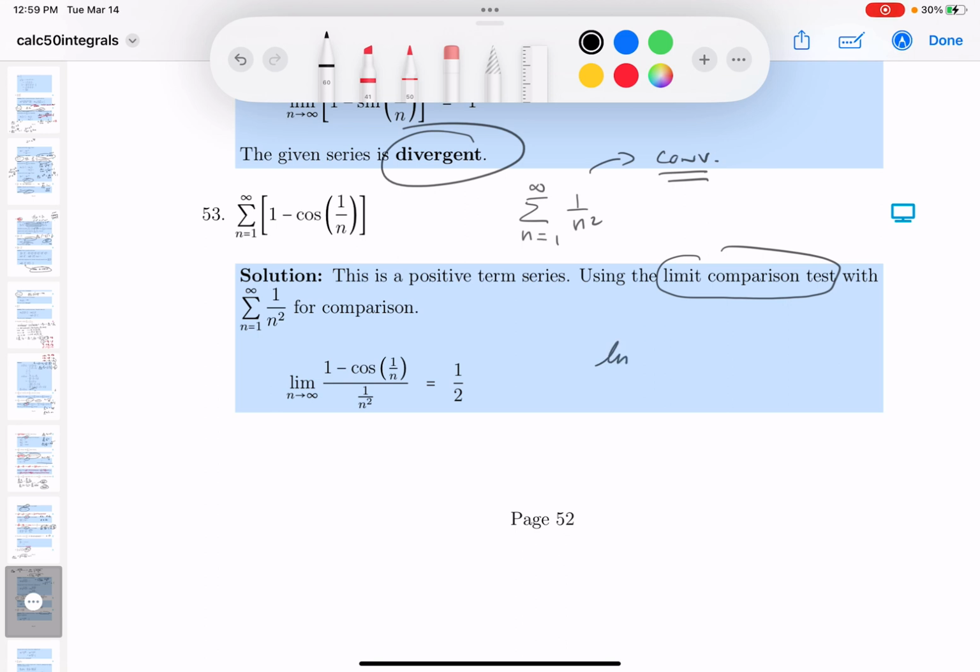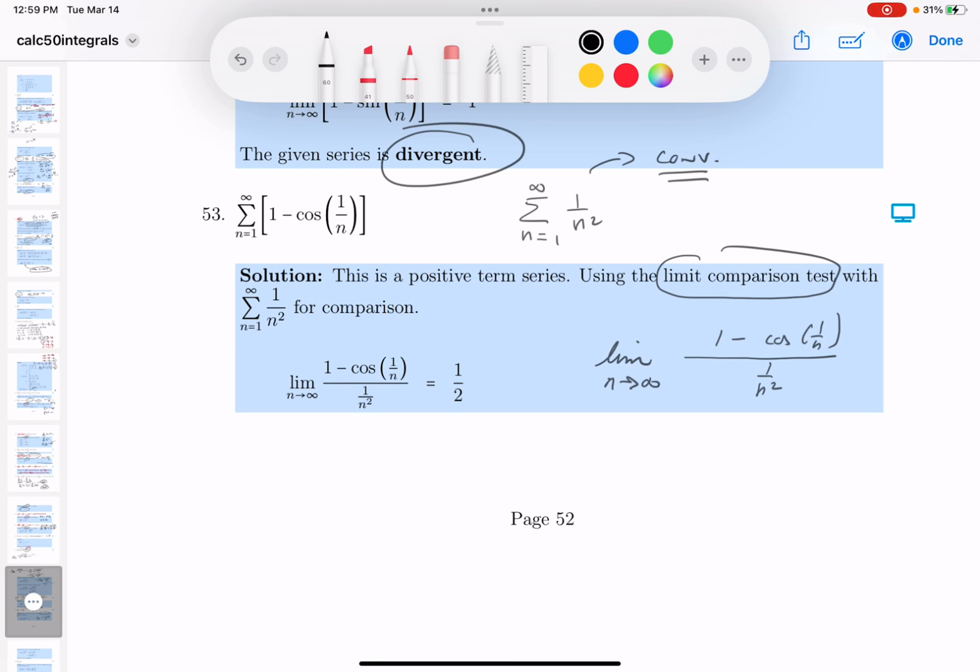I'll put this over here. Limit as n goes towards infinity. And this is going to be 1 minus cosine 1 over n. And what goes on the bottom would be 1 over n squared. All right. Let's take a look at that. So as n goes to infinity, the top goes to 0, the bottom goes towards 0. That's an interesting thing now, isn't it?